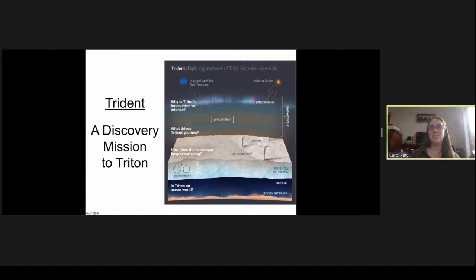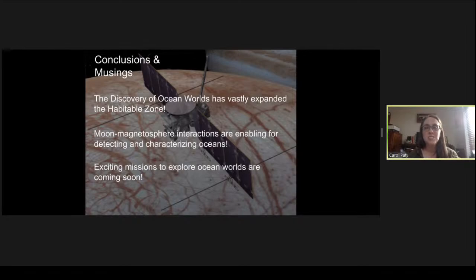I didn't even get to talk to you about that, but Triton has an incredibly thick ionosphere, which almost makes no sense for its distance from the sun and the fact that ionospheres are often driven by solar ionization and UV ionization. So there's just a lot of really interesting things to learn at Triton that Trident, if selected, would help us to learn and to study. So with that, I'll leave you with some conclusions and take some questions.